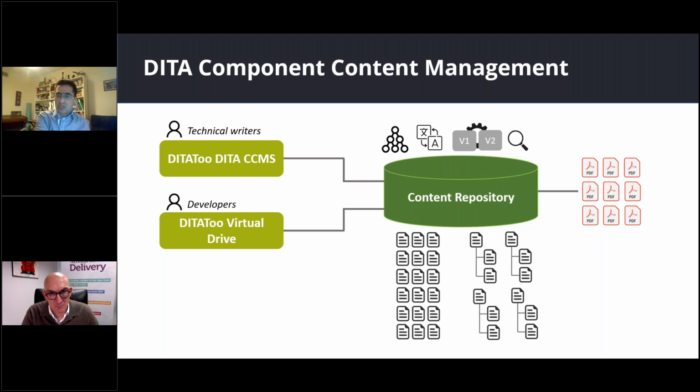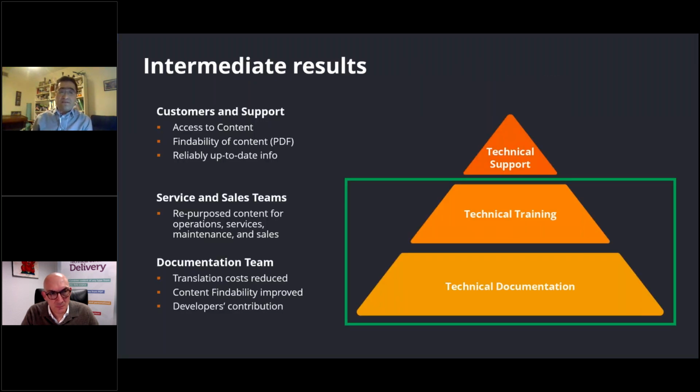So for this group of users, Data 2 provides a different face. It allows them to access the content repository with some basic document management capabilities from within the tools they work with, whether it's their development environment or MS Word or Excel or PowerPoint or Notepad, whatever. And out of this, they were generating PDFs.